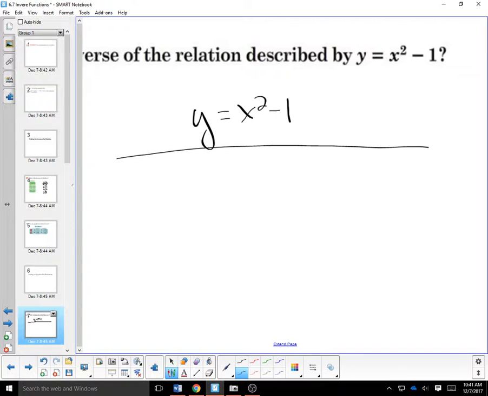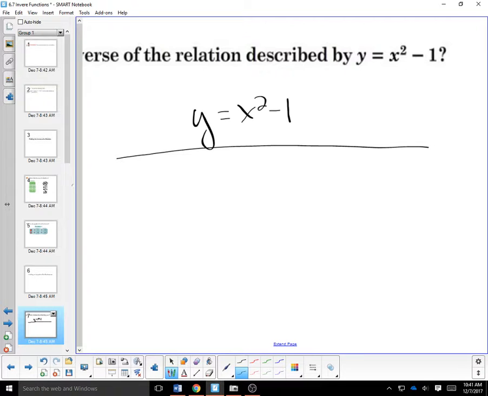In the last problems, we figured out the main way of getting an inverse. And that was by taking x and y and swapping them, right? That's what we did. That was pretty much it.